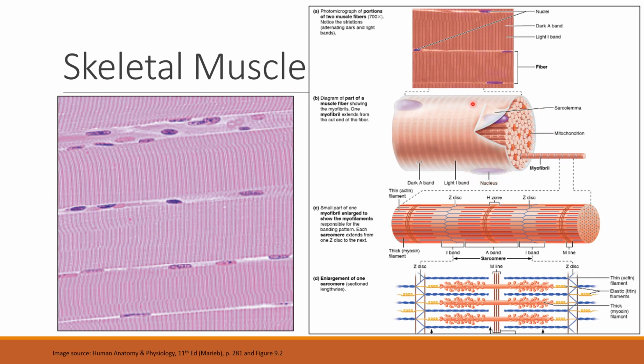Three-dimensionally, this is what it would look like here. So this is a muscle fiber. A muscle fiber is another way of saying muscle cell, but a muscle fiber is this long thing. You see the nuclei are all scattered about. This is that cell membrane. It's called a sarcolemma.